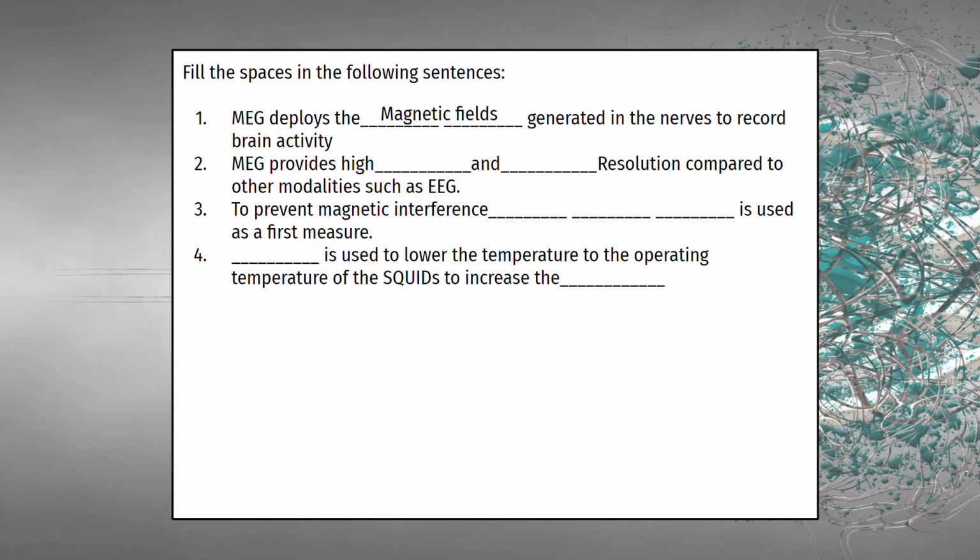MEG provides high blank and blank resolution compared to other modalities such as EEG. And the answer is spatial and temporal resolution. Like we said, spatial means that its resulted measurements have a lot of details, and temporal means that it can detect thousands of signals per unit of time.